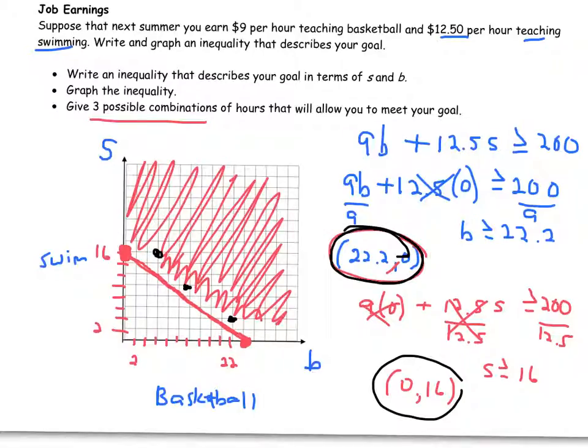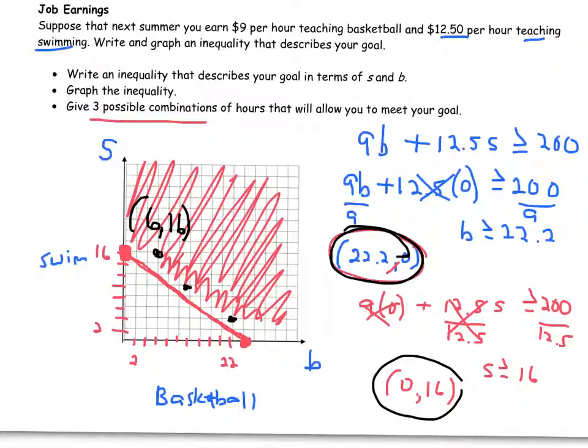These are the S-intercept and the B-intercept. So the first point that I pick is, let's see, 2, 4, 6. So 6, 16 would be one combination. That would mean 6 hours teaching basketball, 16 teaching swimming.